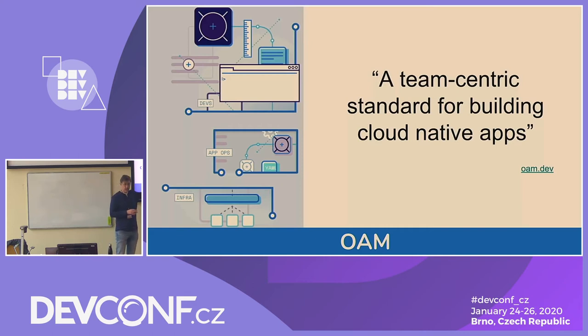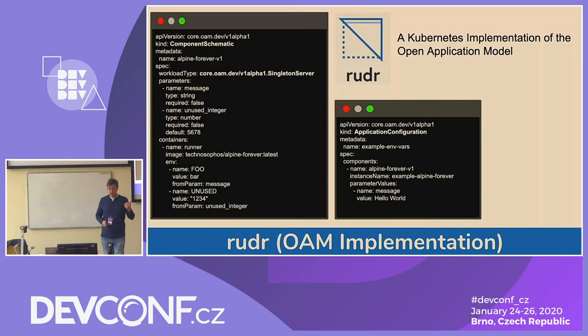So these guys, in this model, are responsible for some different configuration per instance of your application. And then the infra guys. The infra guys are providing capabilities to the platform. So if we look into an example implementation for Kubernetes, which is called Rudr, this is the implementation of the Open Application Model. There are two different sets of files. This is the developer-focused file, the component schematic, and this is the application operations specific file. So in this file, the developer says, hey, I have a workload type. Whether I want to run it as a singleton server, which is just one single instance of my application, or maybe a regular server.